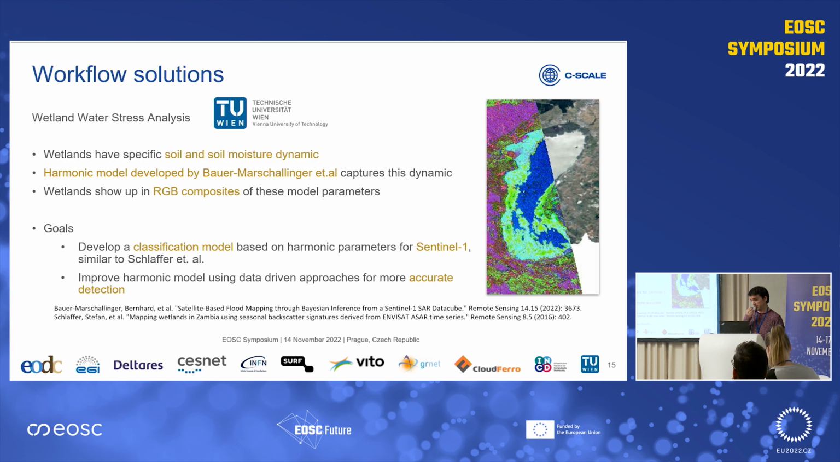And this is a sample output, an RGB composite capturing the dynamics of the wetland. The goal of the use case is to develop a classification model to classify healthy and unhealthy or stressed wetlands across the world, but also to improve existing models with more accurate, data-driven approaches.